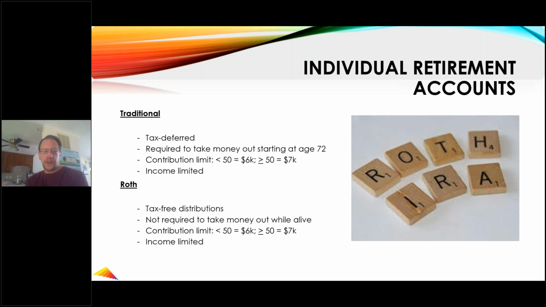With the Roth, it's tax-free distributions, meaning the money that you're putting in, you've already paid taxes on. You are not required to take the money out while you're alive. However, your heirs will be required to take the money out. Same thing with traditional IRA. Contribution limit is going to be the same as the traditional IRA for how much you can put in, and the income limits are going to be different. They're going to be lower than the traditional IRA.